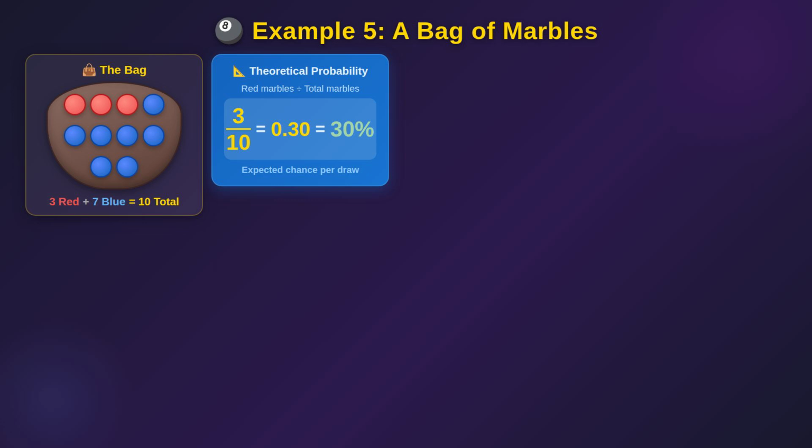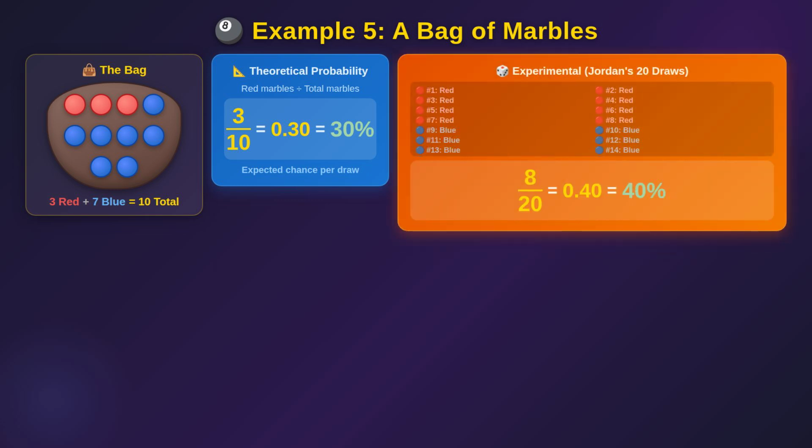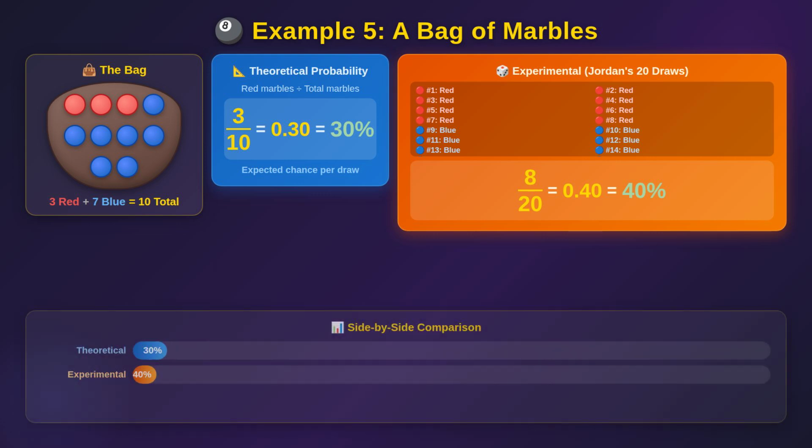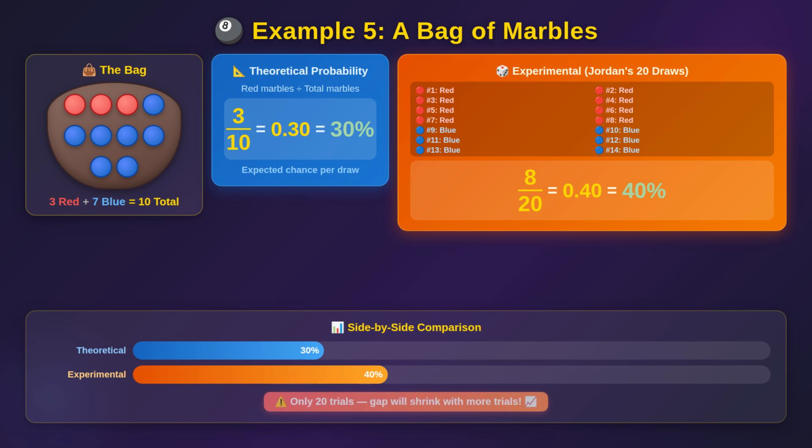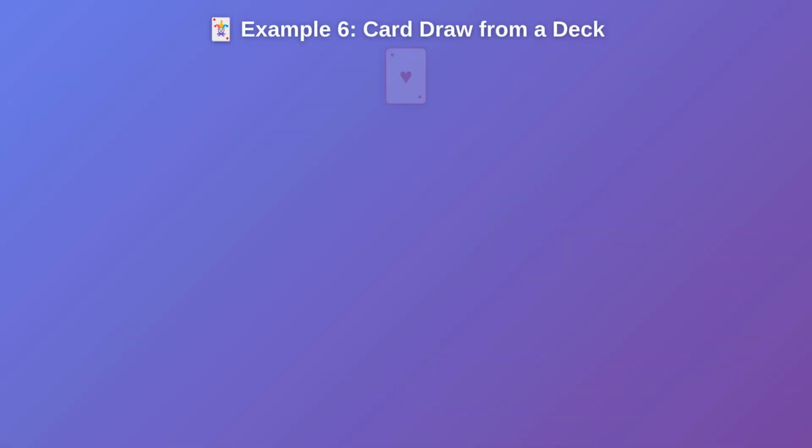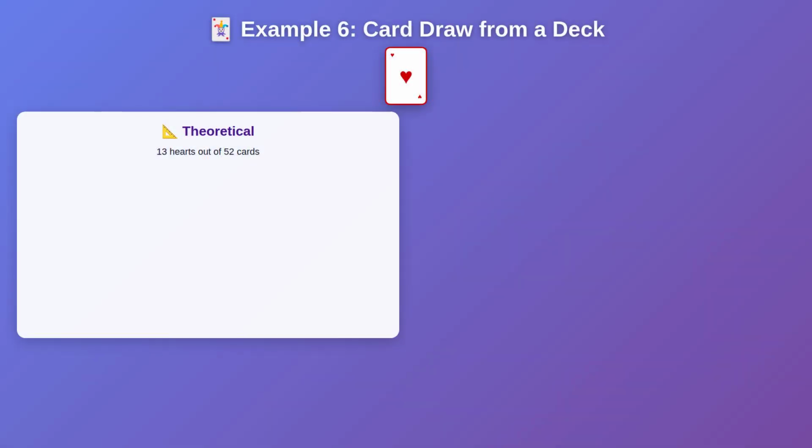One more real-world example. A bag contains 3 red marbles and 7 blue marbles, 10 total. What's the theoretical probability of pulling out a red marble? 3 red out of 10 total gives us 3/10, which equals 0.30, or 30%. Now Jordan reaches in and pulls a marble 20 times, replacing it each time. He gets red 8 times. His experimental probability is 8 divided by 20. 8 divided by 20 equals 0.40, or 40%. Theoretical is 30%, experimental is 40%. The gap is larger here, but that's because we only ran 20 trials. More trials would bring them closer together.